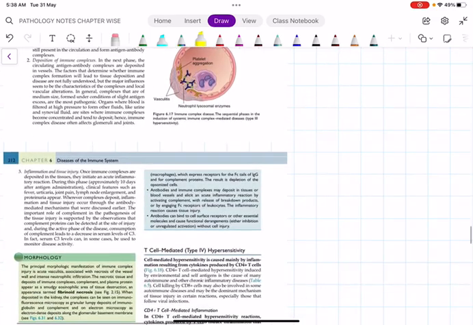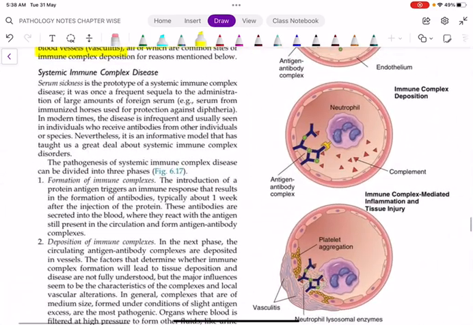Let us see what the mechanism is. There is a systemic immune complex disease which is observed in patients who got a foreign serum, serum from an immunized host that we used for protection against diphtheria. In earlier times, now we are not using that, the patient would develop a condition called serum sickness, a systemic immune complex disease in which the antigen from the host and the antibody from our body interact, leading to the formation of an immune complex which gets deposited in the blood vessel walls and tissues, causing inflammation.